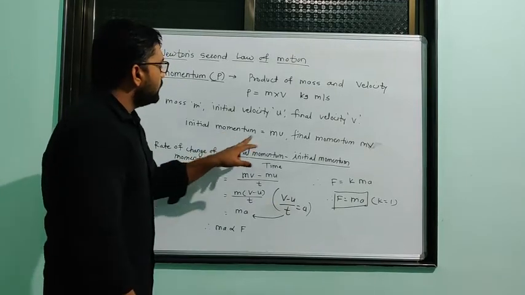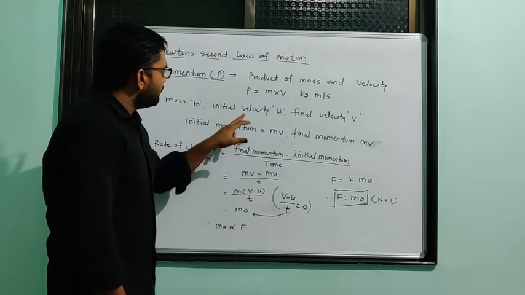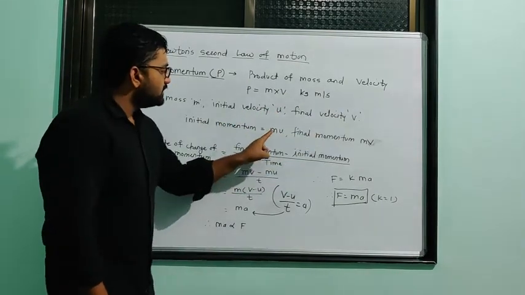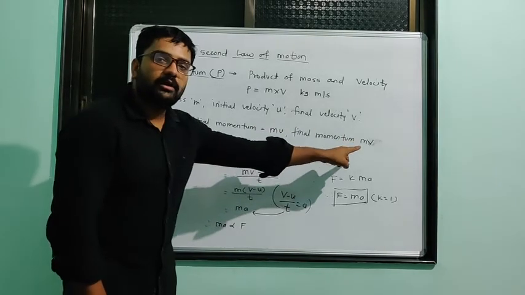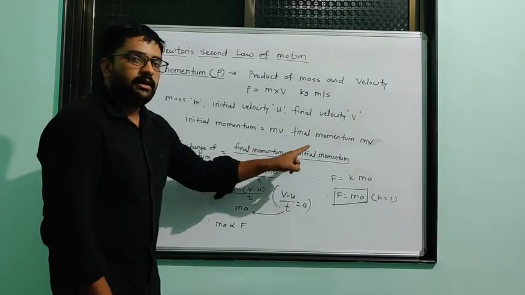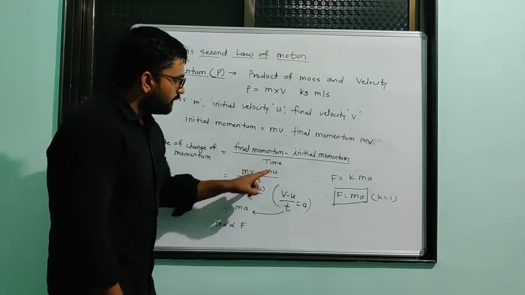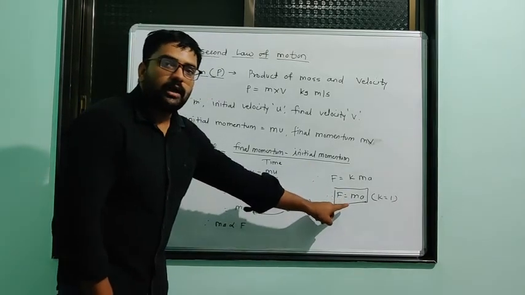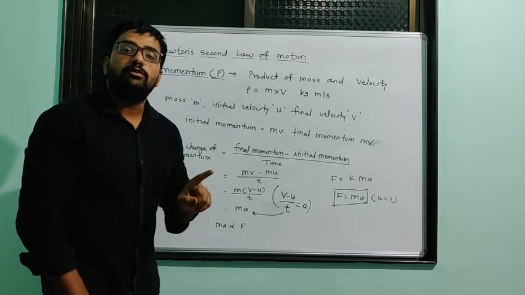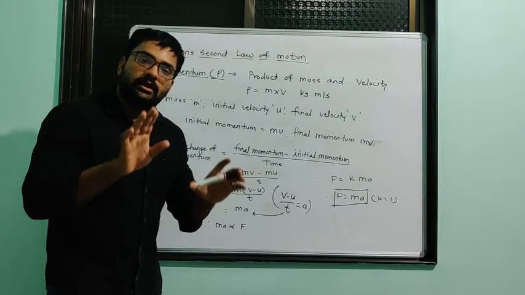Momentum is the product of mass and velocity. If m is the mass, initial velocity u, final velocity v, then initial momentum is mu and final momentum is mv. Rate of change of momentum will be final momentum minus initial momentum divided by time. So we get finally F is equal to ma. That is Newton's second law of motion. It is also called the law of momentum.